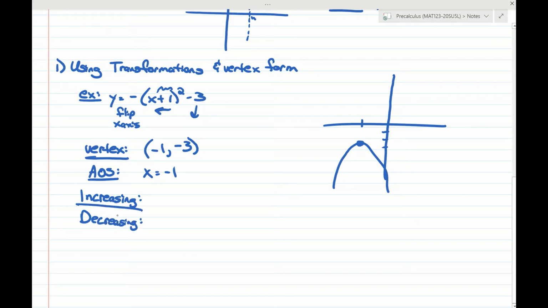This just means the graph's going up from left to right. Decreasing, of course, means it's going down from left to right. So it looks like it's going up until when the x value is negative 1. We always use open intervals. And then it starts coming down from negative 1 until forever. So that's how we would do that.